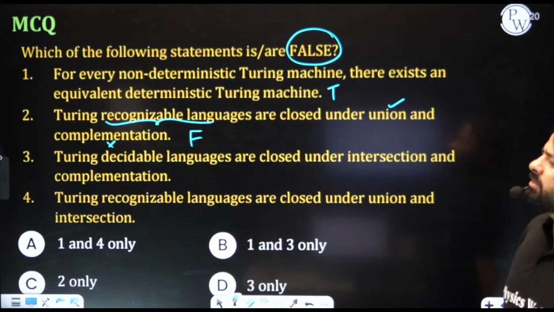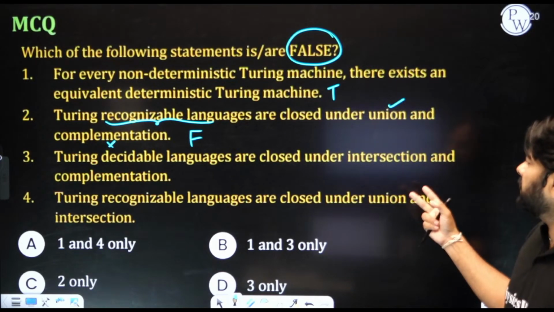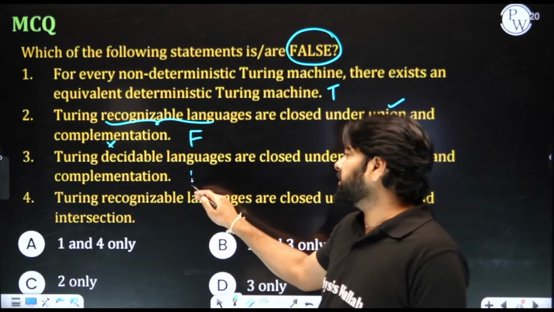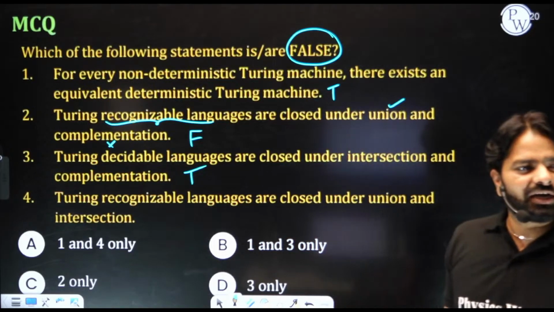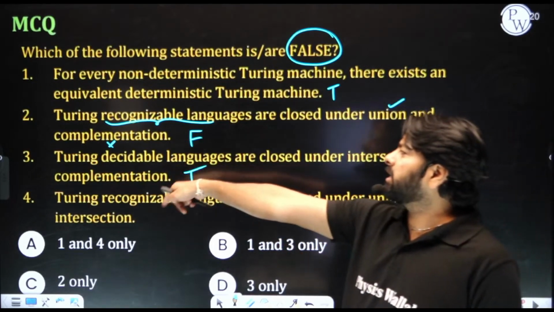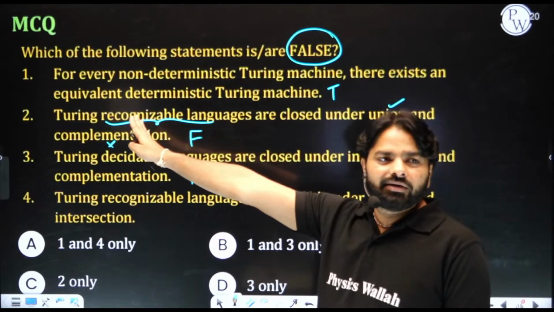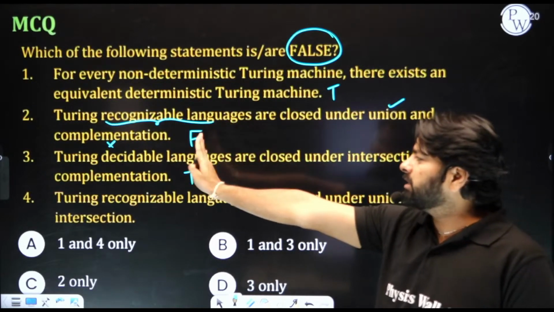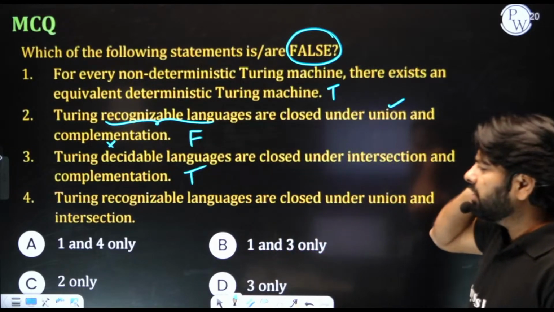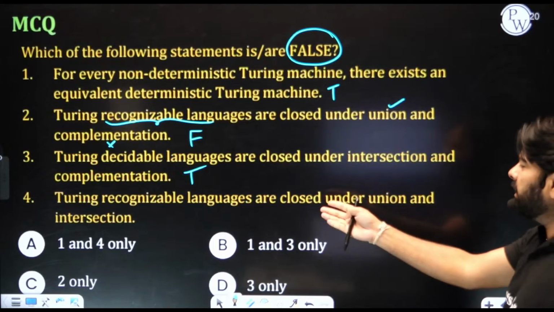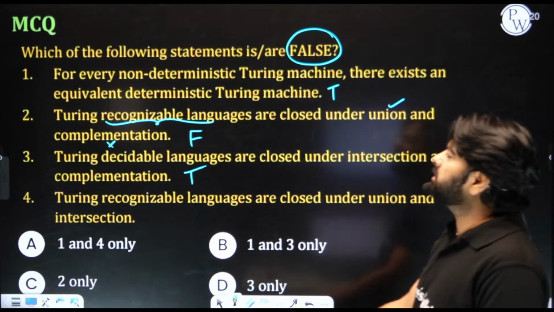Turing decidable languages, meaning recursive languages, are closed under intersection and complement. Yes, it is true. Decidable means recursive. Recognizable means it is REL. Turing recognizes RELs. Turing decides recursive. Turing recognizable languages, RELs, are closed under union and intersection. This is a true statement.